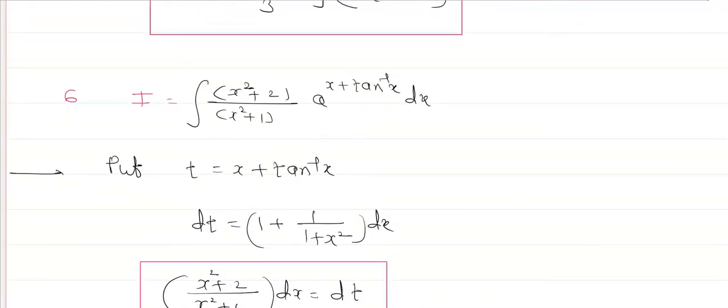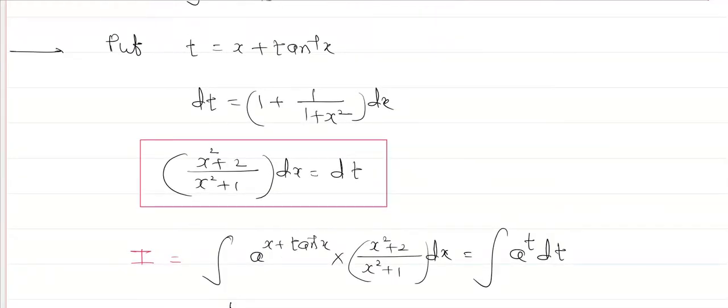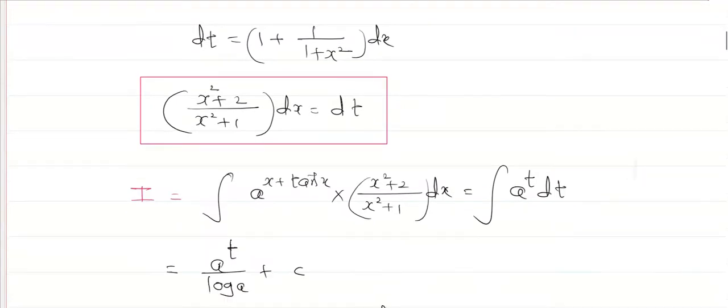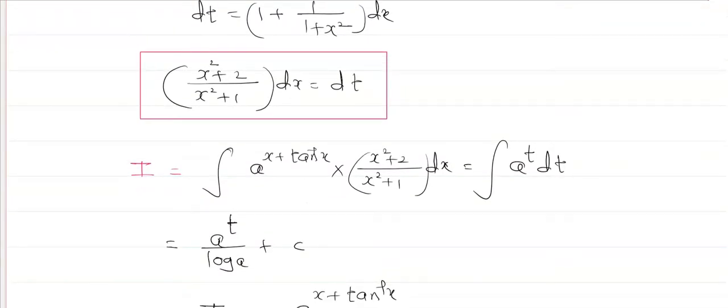That is (x square plus 2) upon (x square plus 1) into dx. Its value is dt, and our problem is solved. That is, I is equal to the integral of a raised to (x plus tan inverse of x) into (x square plus 2) upon (x square plus 1) dx, which is equal to the integral of a raised to t into dt.